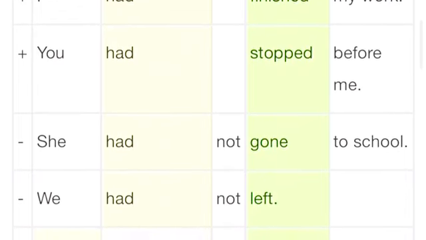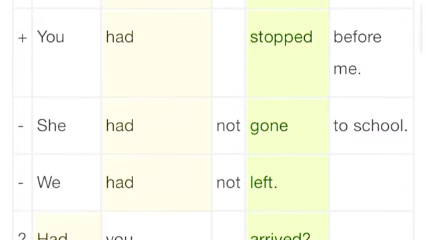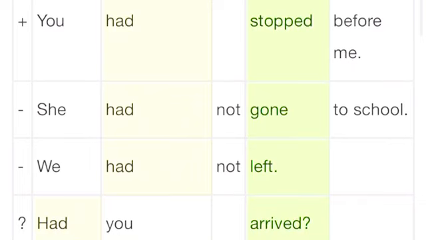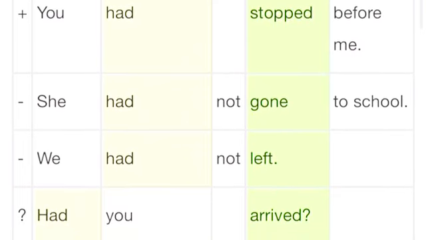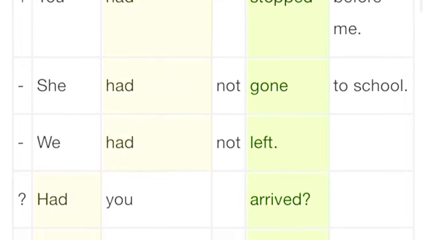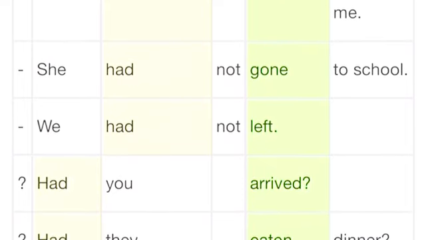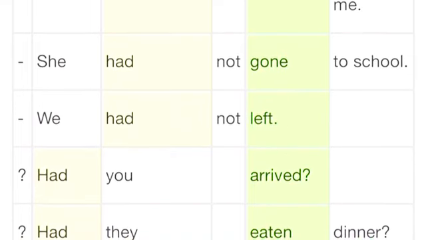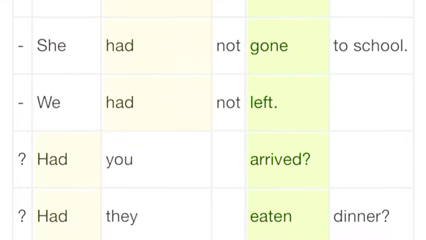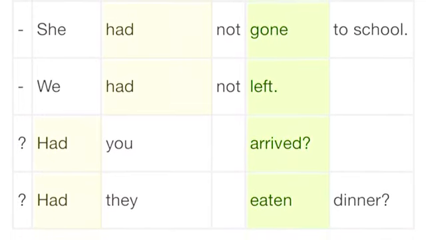Next, you had stopped before me. Negative sentence, the same thing, using not and making a sentence: She had not gone to school. Go, went, gone. So had plus V3. We had not left. Had you arrived? Question mark. Now see, this is our question sentence. Generally what we do, we exchange our subject and auxiliary verb. Had you arrived? Had plus V3. Had they eaten dinner? Had plus V3, that is eaten.